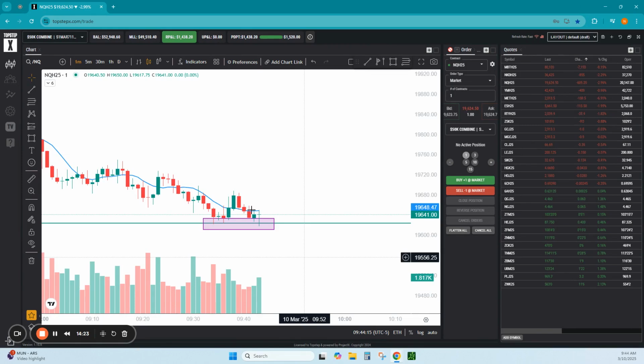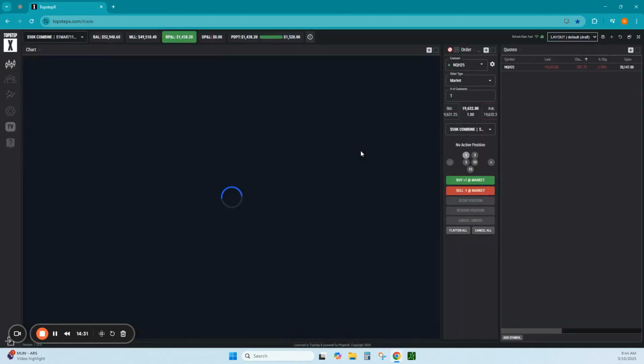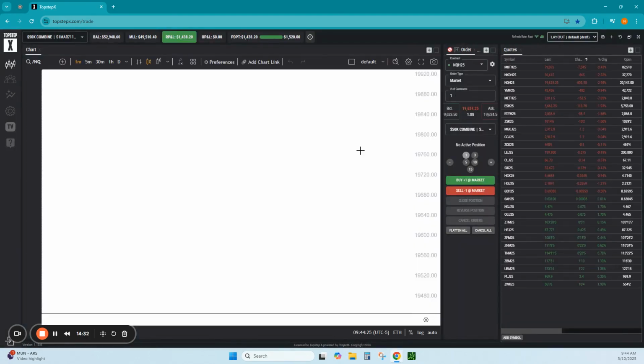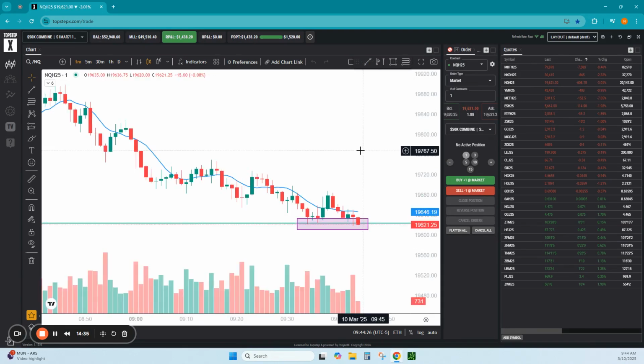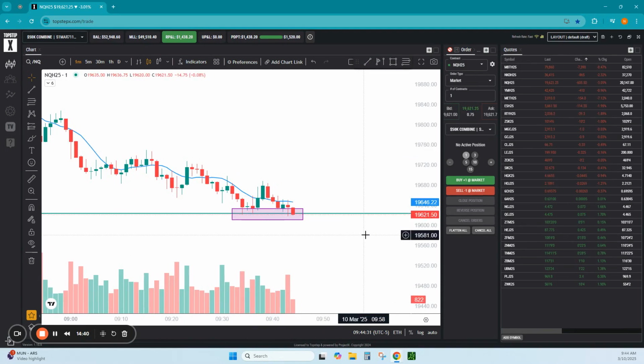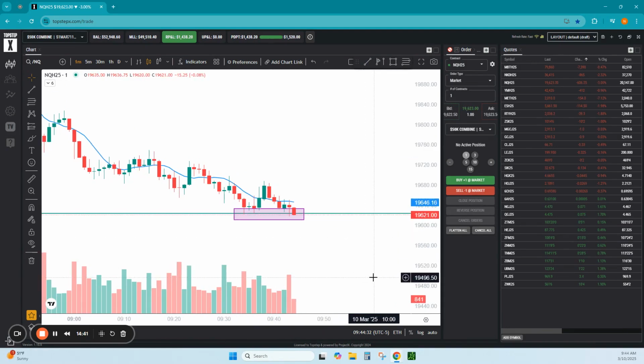Okay, no, this is not real time here. Hold on, let's refresh. Looks like we move lower than that area I just outlined. But okay, there we go. That's better. All right, we're back. So the NQ is down 600 points now.